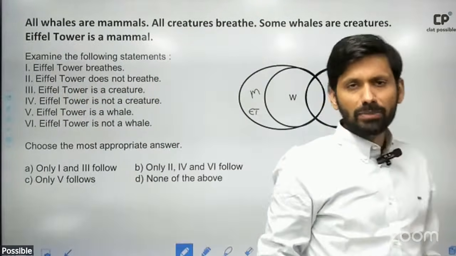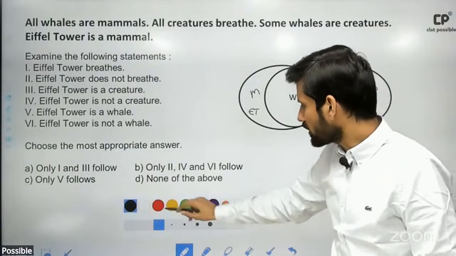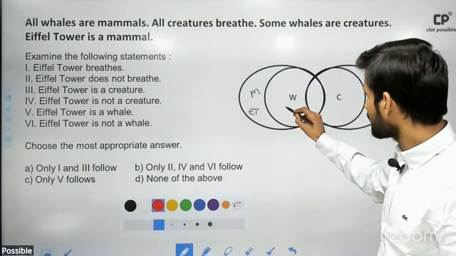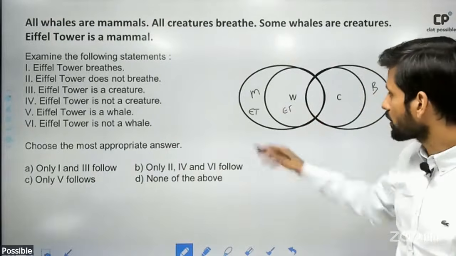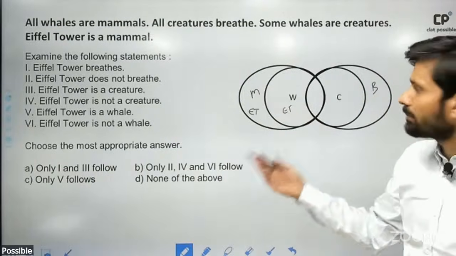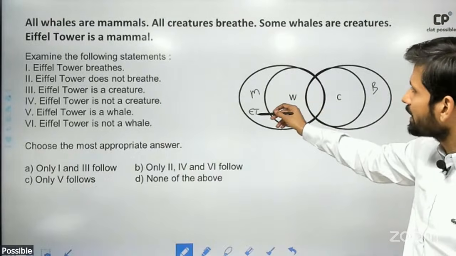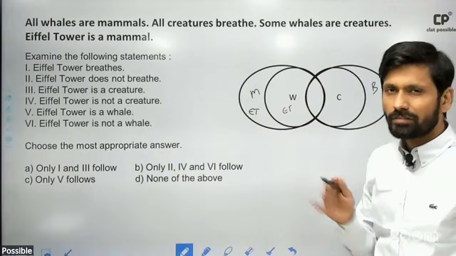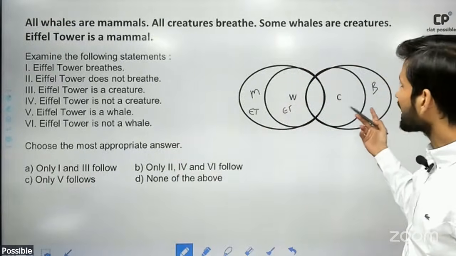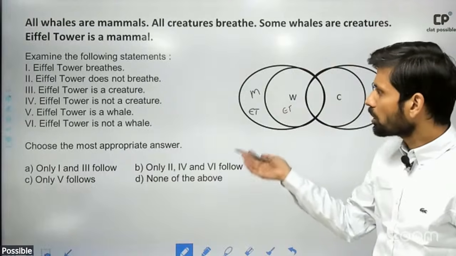It is in the mammal circle, but we are not sure if Eiffel Tower is also in the whale circle, right? So I'm drawing this in red. So this is possible, but we are not sure, okay? But it is definitely in the mammal circle, right? Everything else, whether Eiffel Tower is in the sea creatures circle, we are not sure. Whether Eiffel Tower is in the breathe circle, again, we are not sure, right? So we are not sure really.